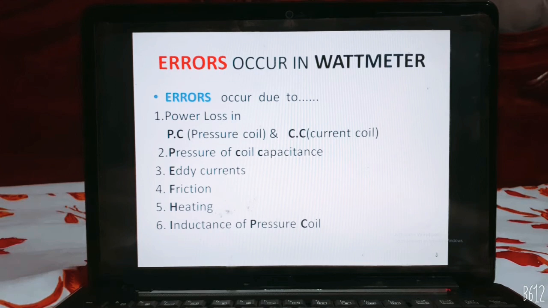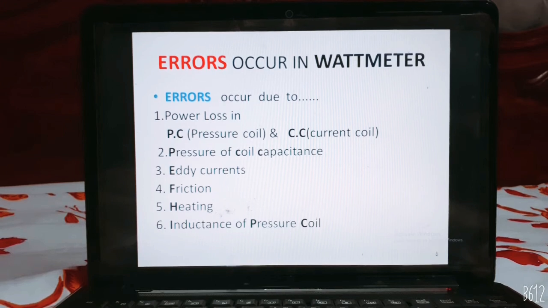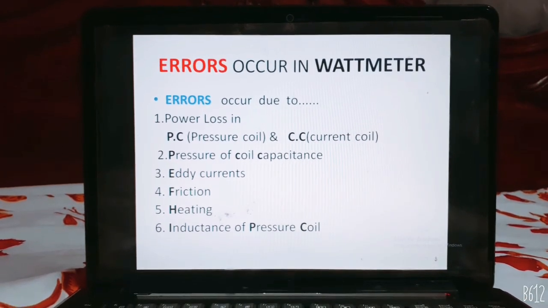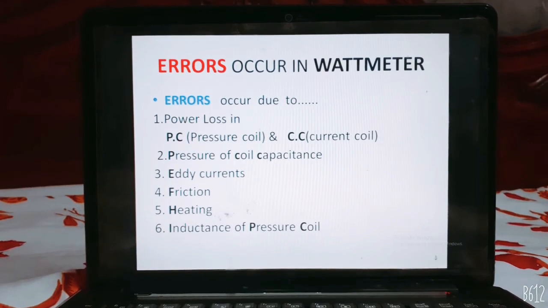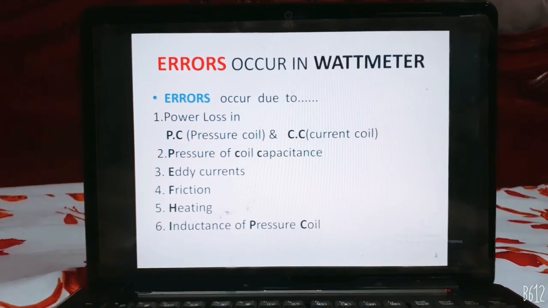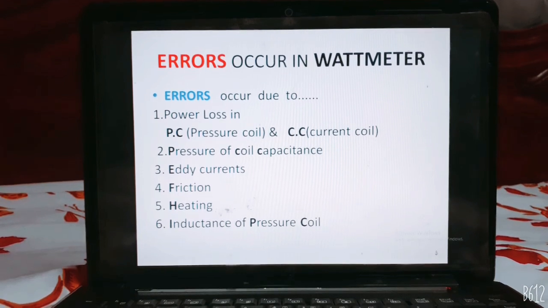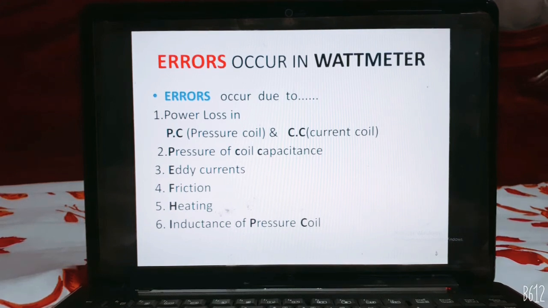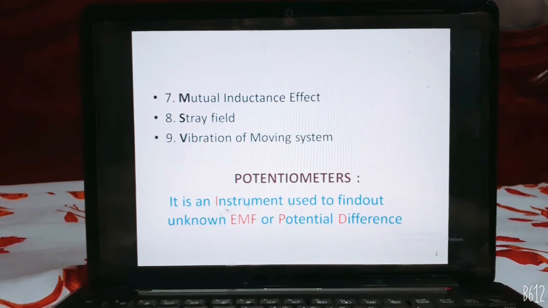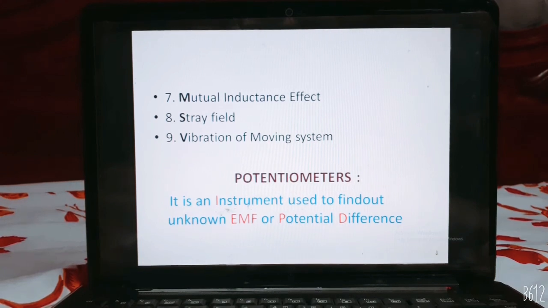Errors in instrument transformers occur due to power loss in PC and CC. PC means pressure coil and CC means current coil. Power loss in pressure coil capacitance. Errors occur due to eddy currents, friction, heating and inductance of pressure coil. And again, errors occur due to mutual inductance effect, stray field and vibration of moving system.